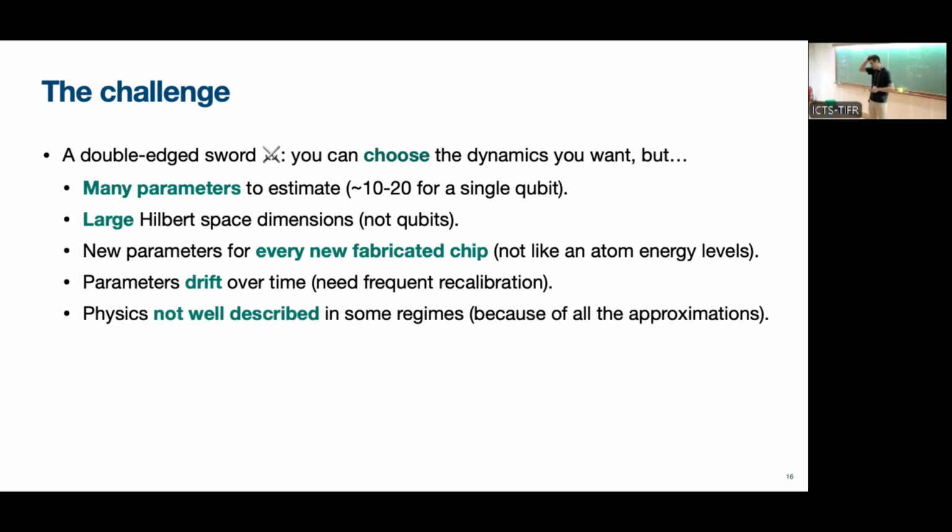All right, so what is the challenge in characterizing this system? Well, superconducting circuits are a bit of a double-edged sword. On one side, you can choose the exact dynamics you want. You can engineer whatever you favor. But there are many parameters to estimate. You usually work in large Hilbert spaces. Every time you fabricate a new chip, the parameters change, and they also drift over time. And the physics is not super well described in some regimes, okay? As I showed you, we do a lot of approximations to find in the end the qubit space we encode.